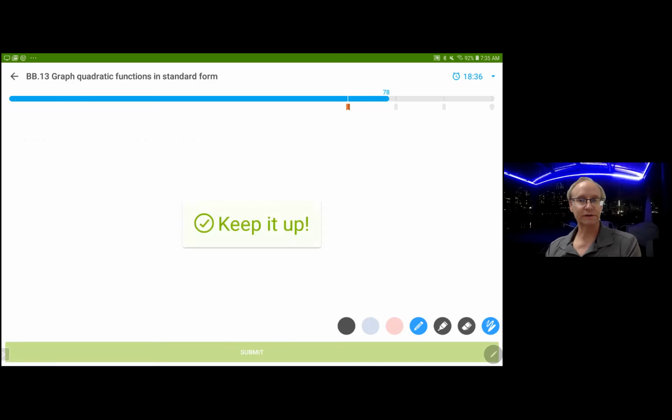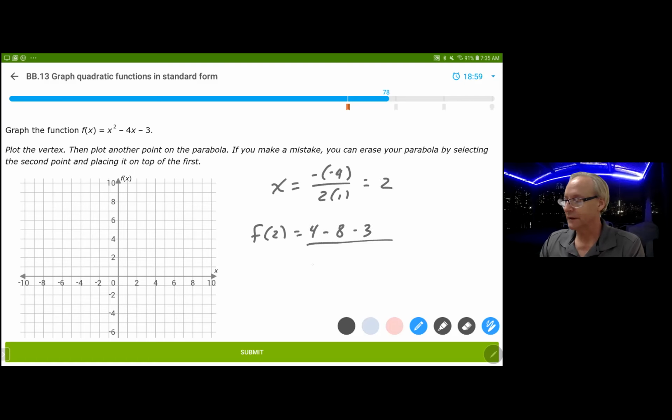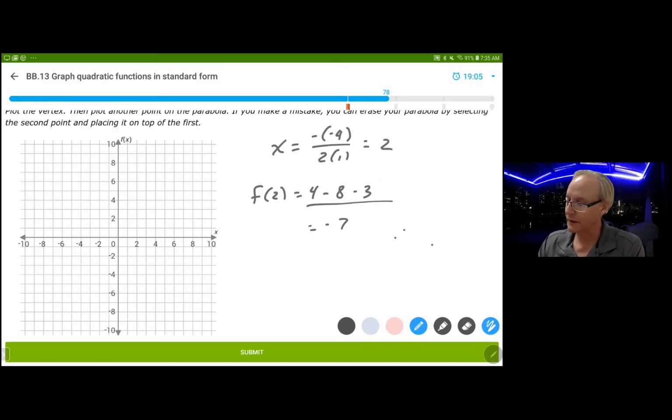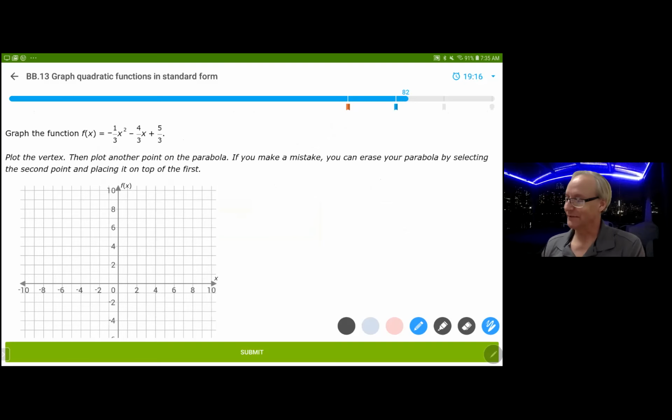Hopefully they'll give us a fractional leading coefficient pretty soon. Nope. We've got x equals negative b. Be careful, there's a double negative over 2a. And that's going to be 4 over 2, which is 2. And I'm going to substitute the 2 in. That's going to give me 4 minus 8 minus 3, which is negative 7. So 2, negative 7 is my vertex, and it's a standard parabola. 2, negative 7 is right there, and it's standard. So there we go. There it is. I knew they'd give me one eventually.